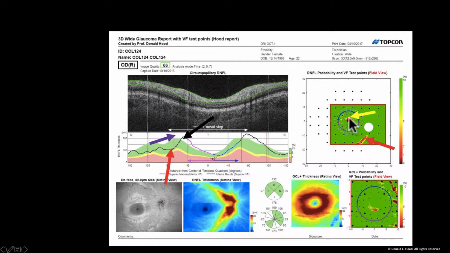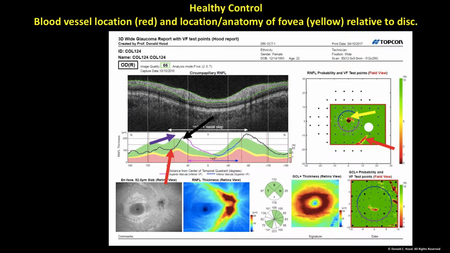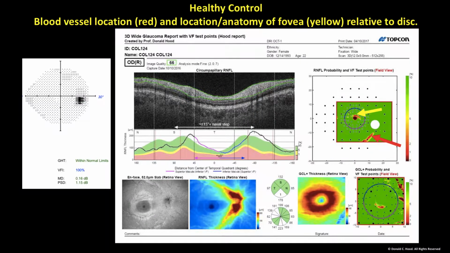What about this? There's some funny stuff going on here. Well, glaucoma is not going to be near the center of the disc like that, so you can just dismiss that right away, right? But that's also due to anatomical differences. And this eye, as you might expect, has a totally normal visual field.